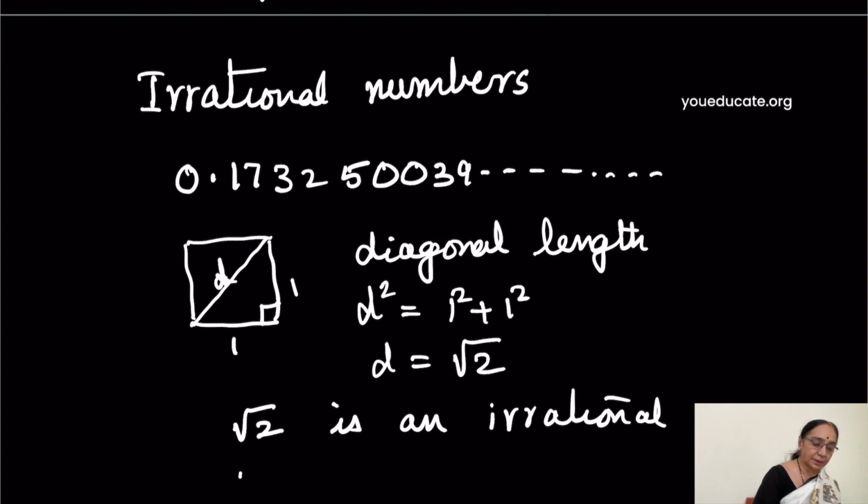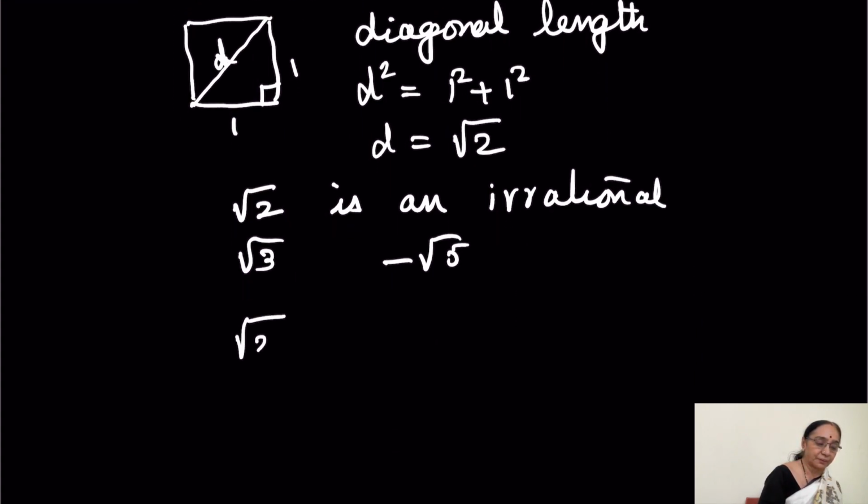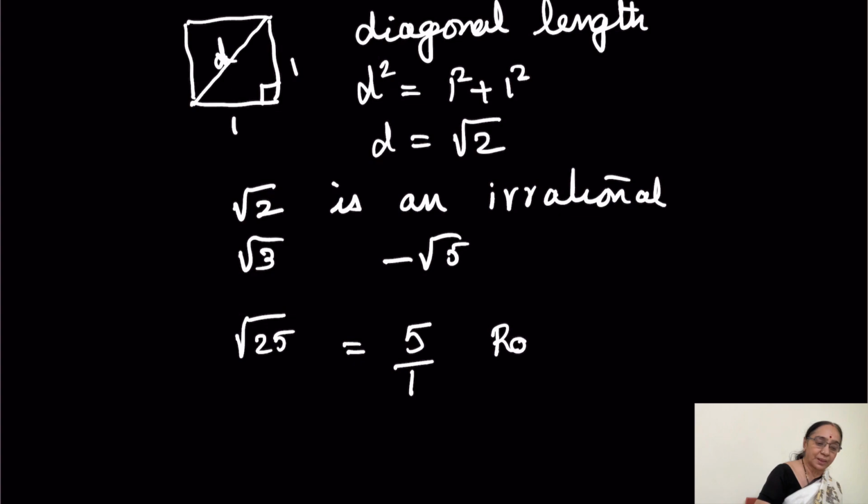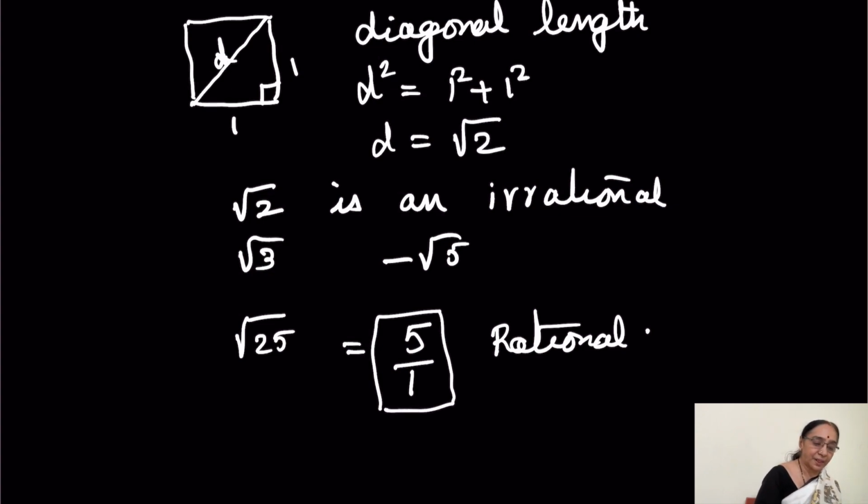And there are several irrational numbers. Root 3 is an irrational number. Negative root 5 is an irrational number. But what about square root of 25? As you know, the square root of 25 is 5, which can be written as 5 by 1, a fraction. So this becomes a rational number. So any number that can be written as a fraction is a rational number. And any fraction will be of two types, either a repeating decimal or a terminating decimal. And we will learn about this representation in another section.